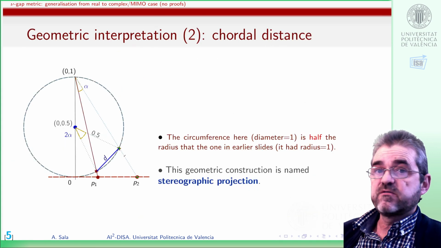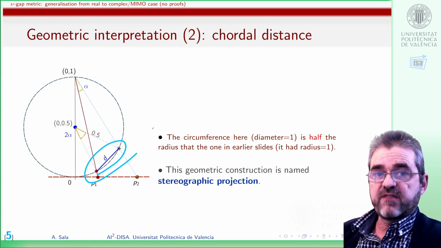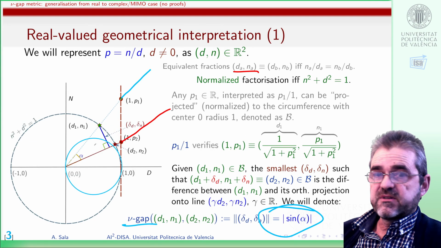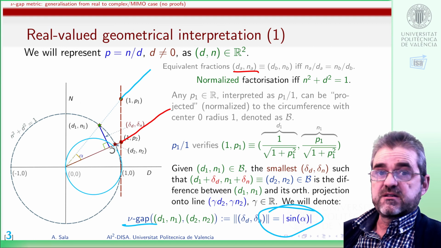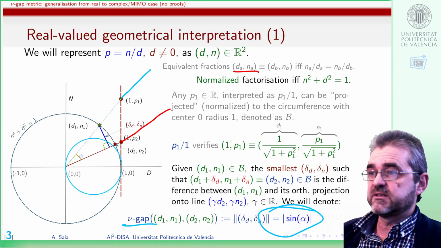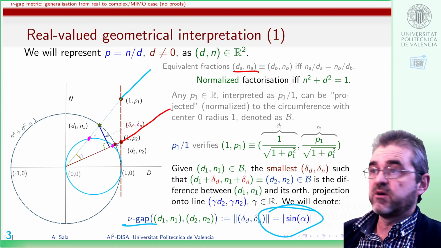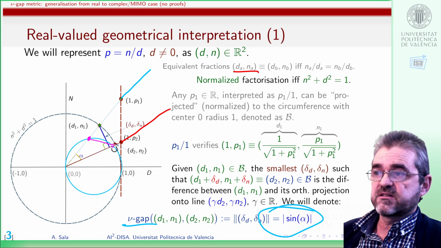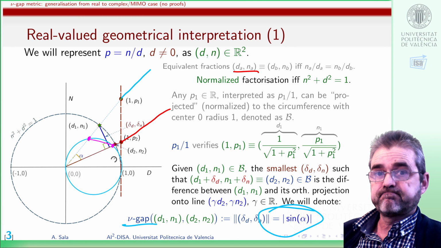We had an alternate formulation as a chordal distance in the stereographic projection. In particular, it can be proved that if I take this circumference of half the diameter of the original one, the distance between the pink points, the length of this chord, is also the sine of the angle.